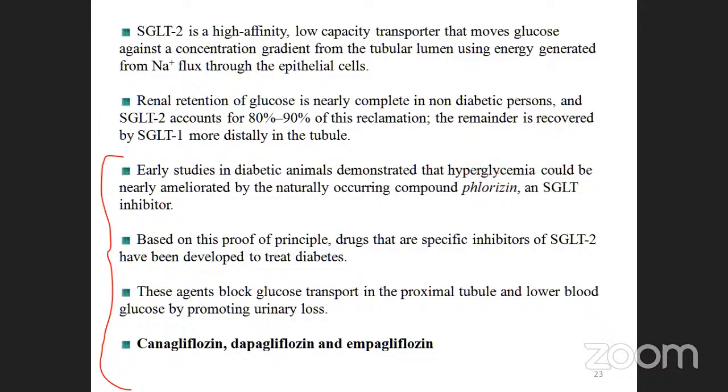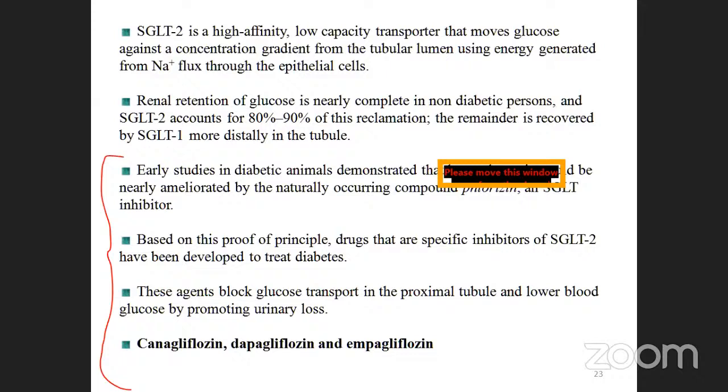These are SGLT2 inhibitors that inhibit the sodium-dependent glucose transporters, and finally they inhibit the reabsorption of glucose from the proximal convoluted tubule of the nephron present in the kidney. Got it?